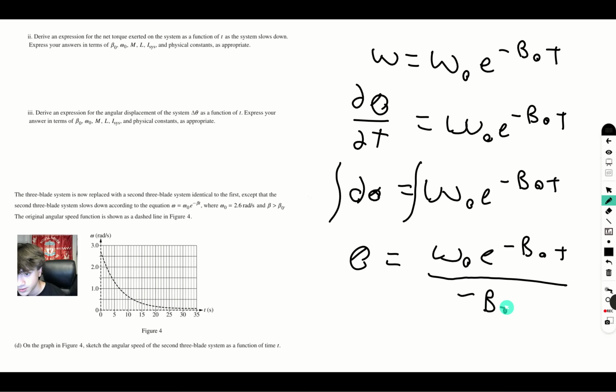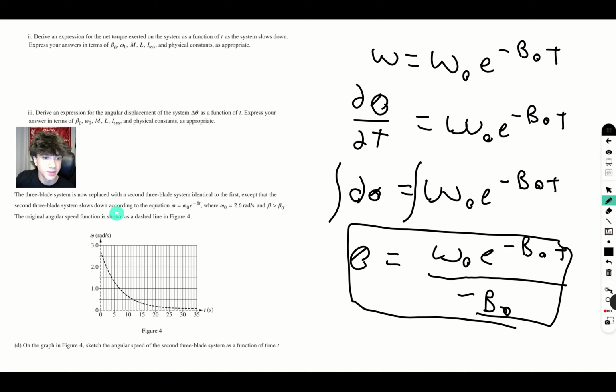And the final part is saying the three-blade system is now replaced with a second three-blade system identical to the first, except that the second three-blade system slows down according to the equation omega is equal to omega initial e to the negative bt, where omega initial is 2.6 radians per second, so that stays the same, and b is greater than b initial. So this new constant that we have is greater than b initial.